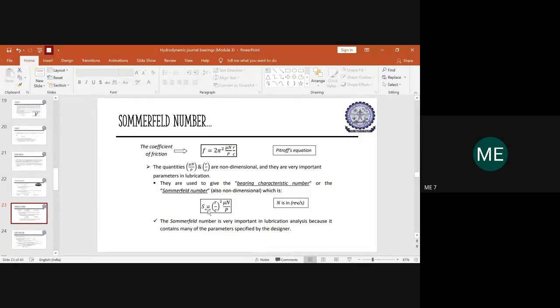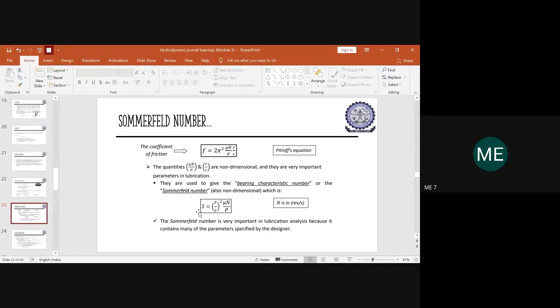So S will be equal to mu n upon P into (R by C) whole square. Okay, so this equation will always give you the Sommerfeld number. If you substitute the values, anyhow you'll be knowing the values of all these, and it will yield the bearing characteristics number.